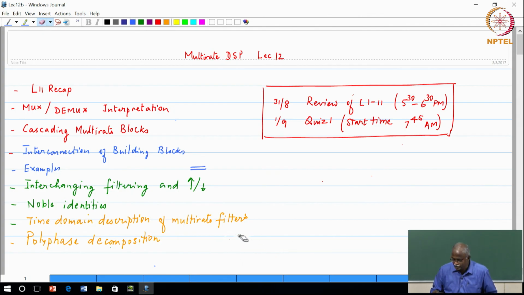So, one is we will look at when I can do any sort of interchanging of the operations. That leads to a very powerful result called the noble identities, which is one of the powerful results of multi-rate signal processing. Once you have that, it leads to probably the most powerful tool of multi-rate signal processing, which is called polyphase decomposition. Again, that is something that we will pick up in the next class.